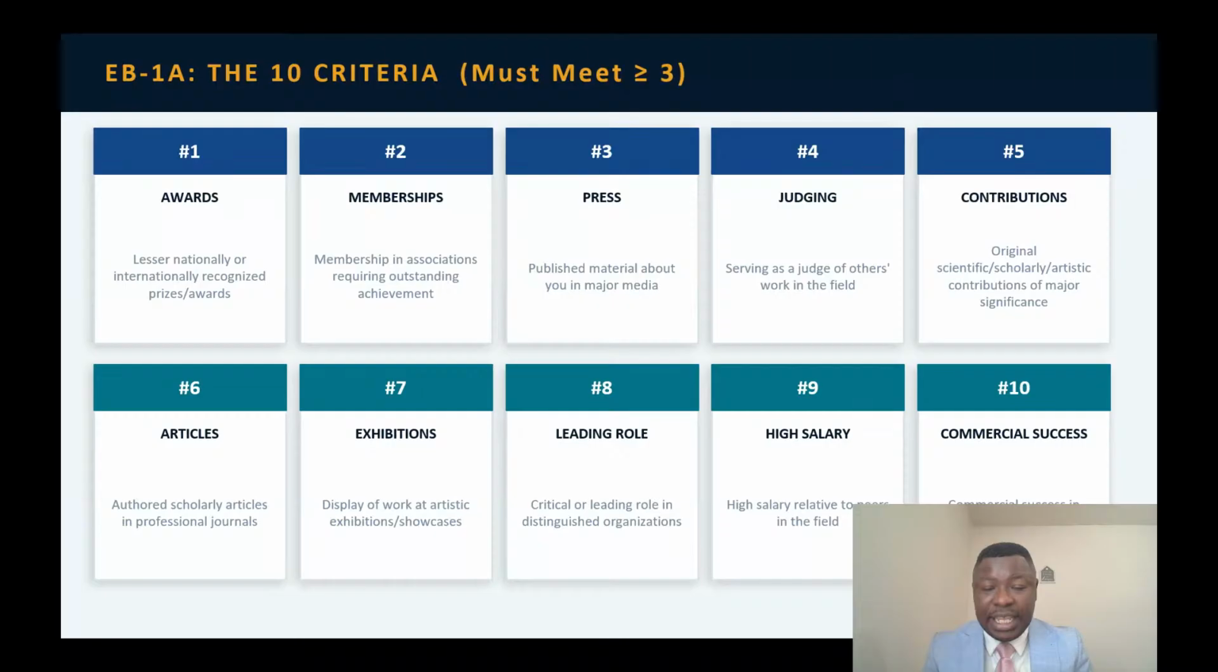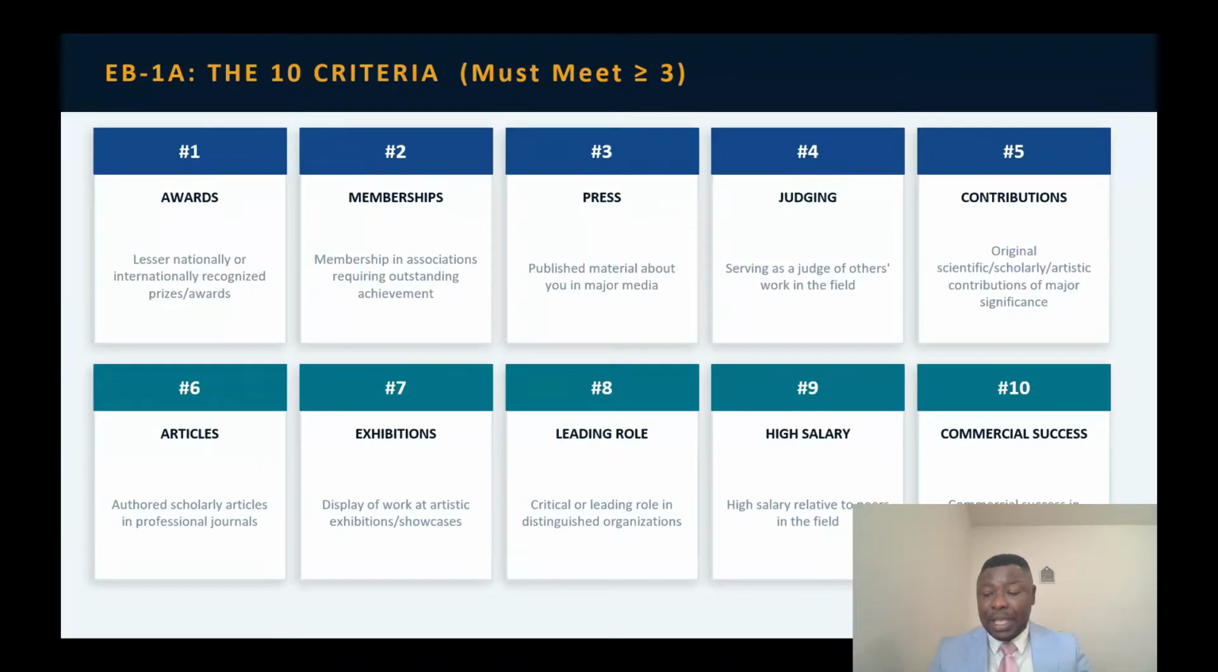So let me say it again. EB1 has 10 criteria, and you need to meet at least 3 of these criteria for your petition to be approved. Even when you meet the 3 criteria, the officer will move to the second step, which is called the Kazarian step, where the officer looks at the totality of the evidence to see whether you meet the high standard of EB1. So there are 2 steps in EB1.